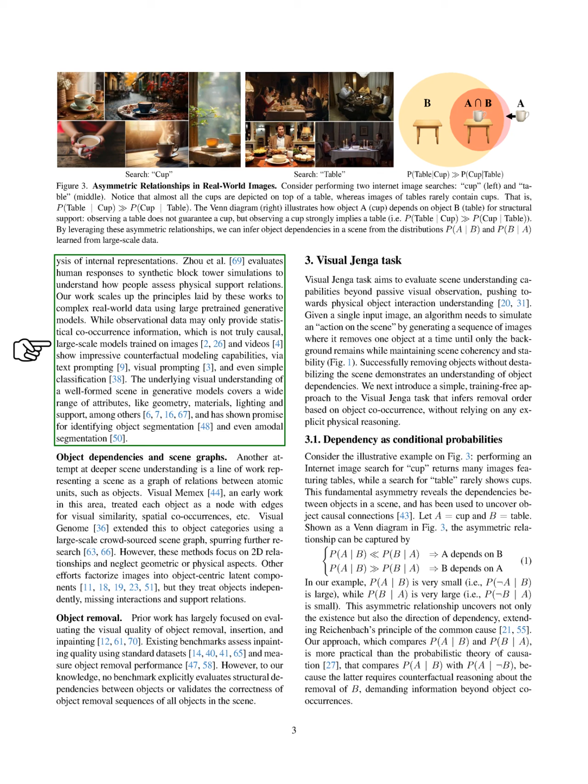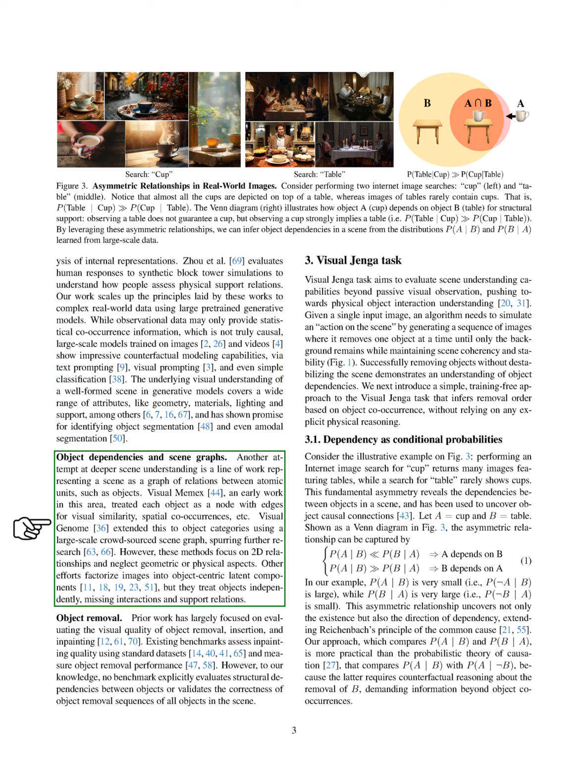While observational data often only shows statistical co-occurrences, large models trained on images and videos exhibit strong counterfactual modeling abilities through various prompts and classifications. These models understand a scene's visual aspects, such as geometry and lighting, and can identify object segmentation effectively. Next, we discuss object dependencies and scene graphs.